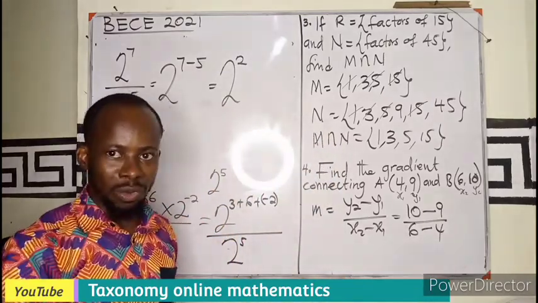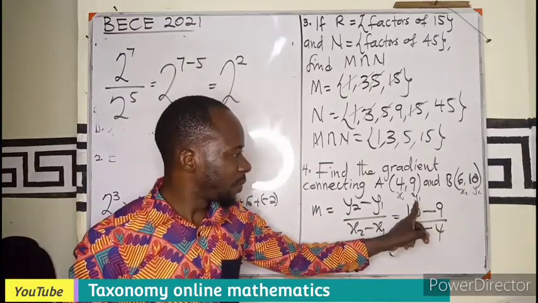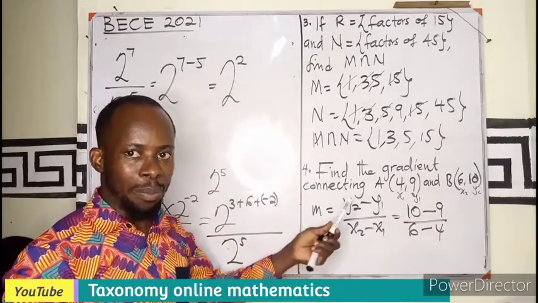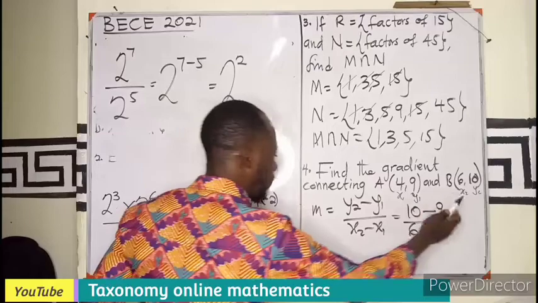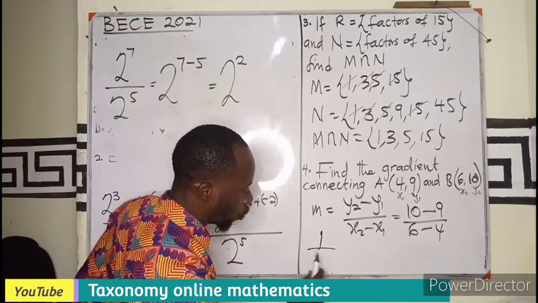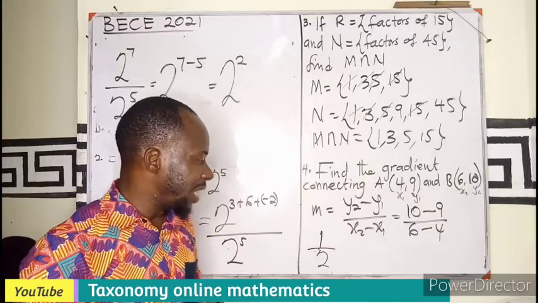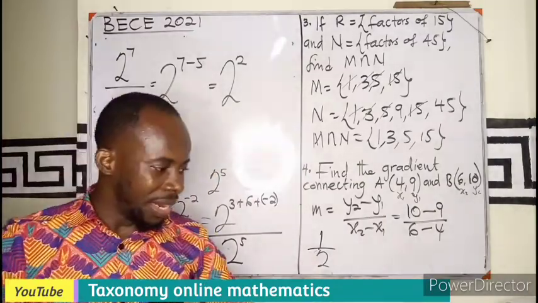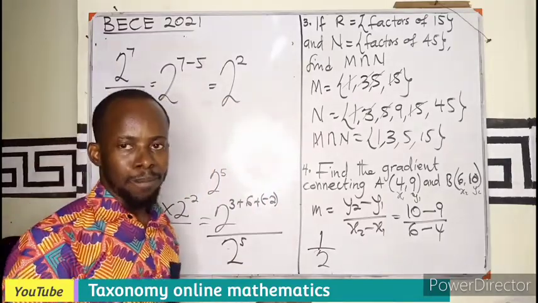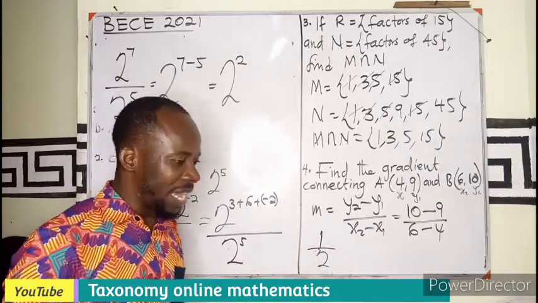So if this is y2, I'll be having 10 minus 9 all over 6 minus what? 4. In terms of y2, y1, we have y2 to be 10, y1 to be 9, x2 6, x1 4. Then we can perform our subtraction, and that will give me 1 out of what? 1 out of 2. 6 minus 4 is 2. So the answer is going to be half as our gradient. And that on the question paper will give us option B. The option B will have been our best option. Good. Let's take another.